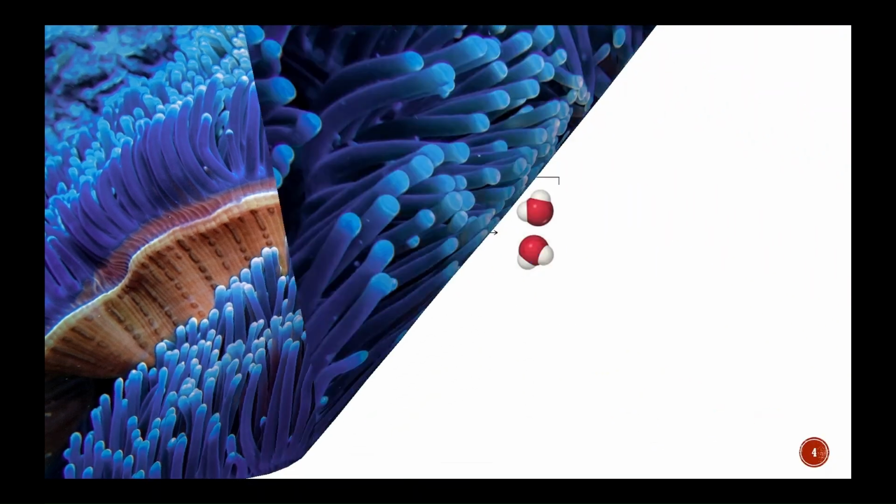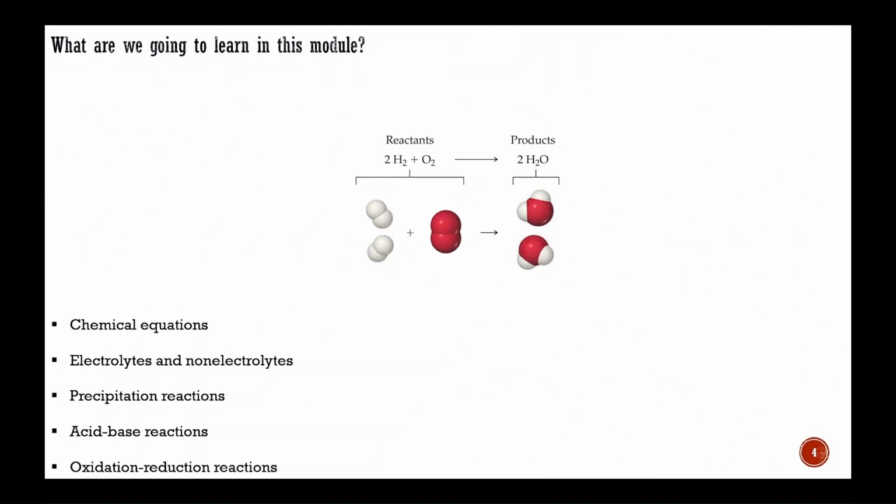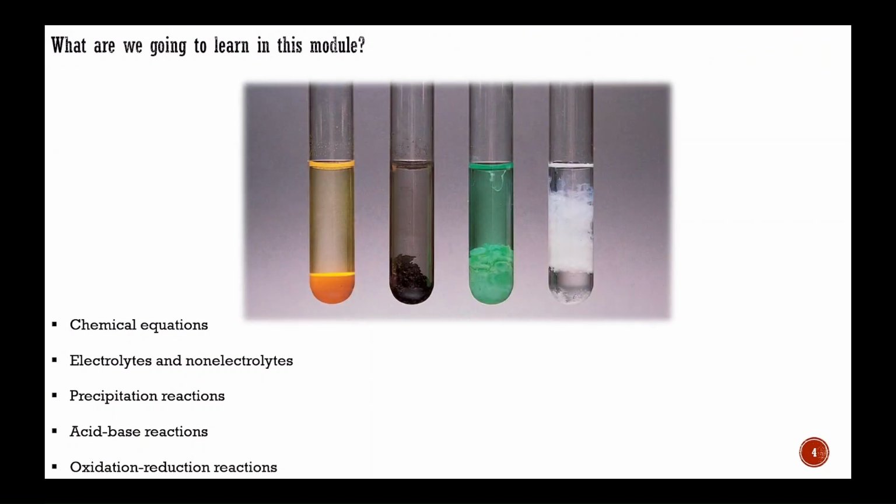We will begin by considering how chemical formulas can be used to write equations representing chemical reactions. Next, we will examine whether substances dissolved in water exist as ions, molecules, or a mixture of both. We will identify reactions in which soluble reactants form an insoluble product, also known as precipitation reactions.